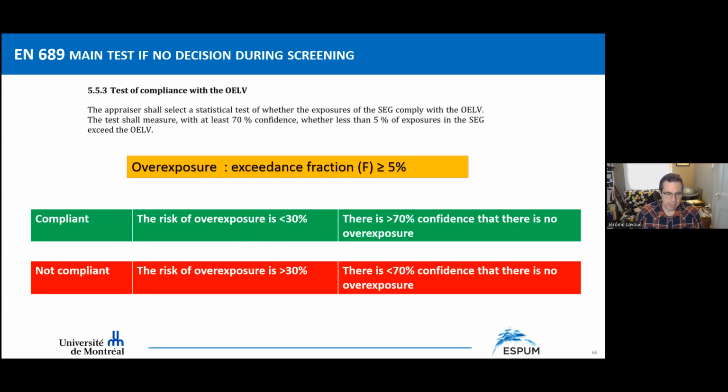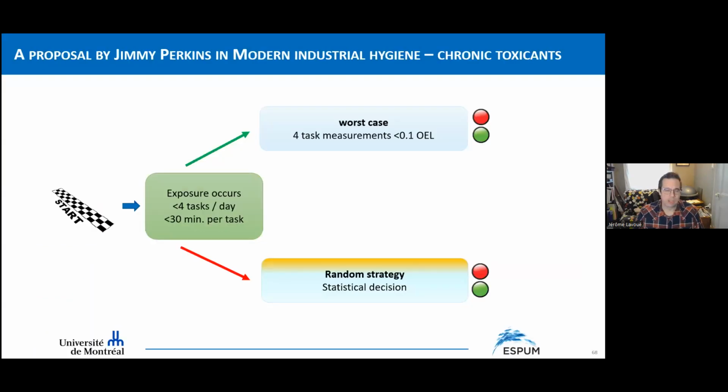So I had some slides about worst case, but I think I'll skip them for questions. It was just a recommendation that I found interesting. So maybe I'll take 1 minute to talk about this one for chronic toxicants. For me, it's a way of rendering worst case a bit more transparent and rigorous. If you want to use worst case, the start of the procedure is in the book Modern Industrial Hygiene, a very interesting industrial hygiene monograph by Jimmy Perkins.